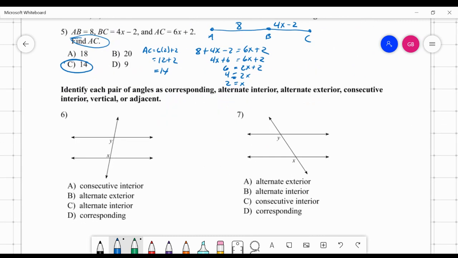Okay. 6 and 7, we're going to identify each pair of angles as corresponding, alternate interior, alternate exterior, consecutive interior, vertical, or adjacent. So y and x are on the same side. Another name for same side is consecutive. So these two angles are consecutive interior. 7, y and x. These two angles are congruent. They're on the same side, so they are corresponding angles.